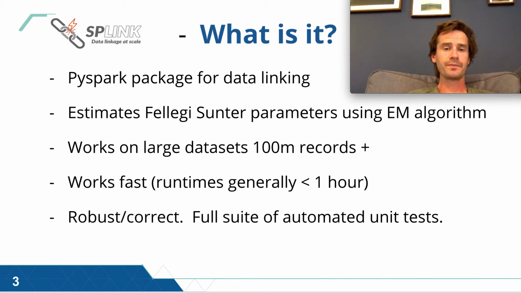So what is it? Well, Splink is an open source piece of data linking software that we've written that uses PySpark. It estimates Fellegi-Sunter parameters using the expectation maximization algorithm, and it works on big data sets of 100 million records plus. It works pretty fast with runtimes generally below an hour. And one of the things that's quite important about the code base is that it's got a full suite of automated unit tests, which means that we can be confident about its robustness and correctness.